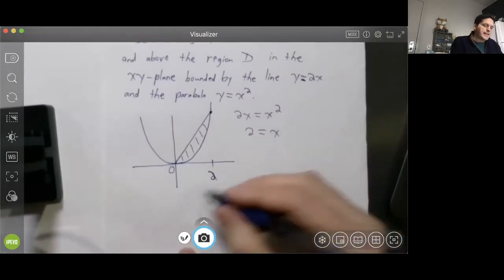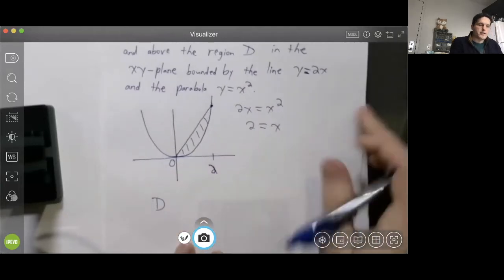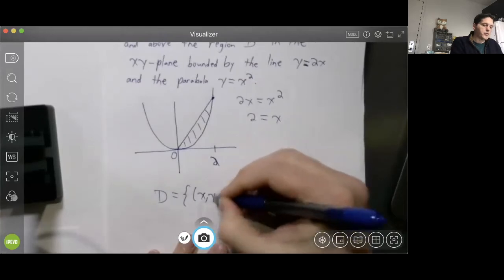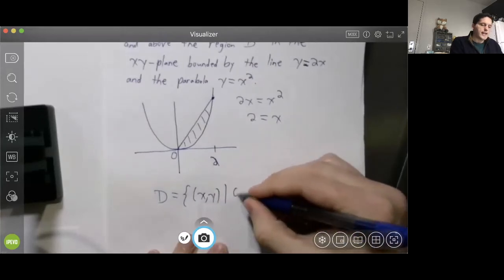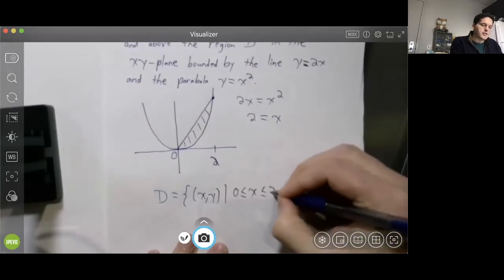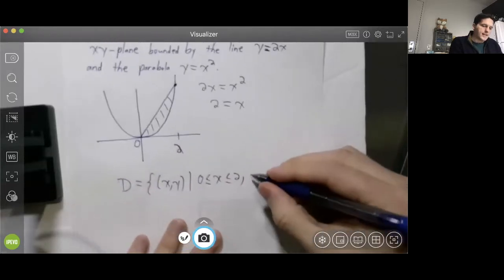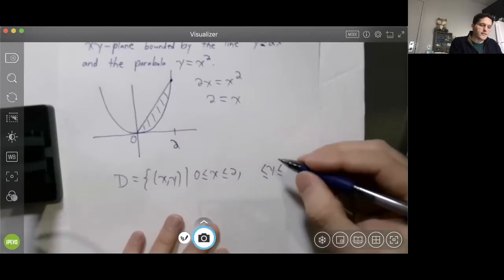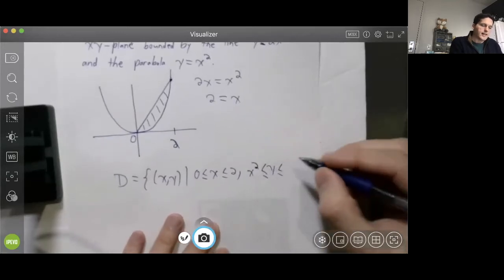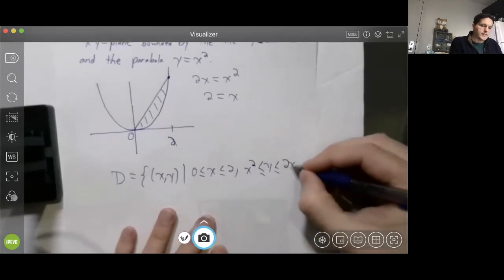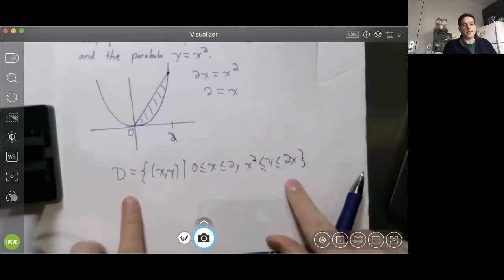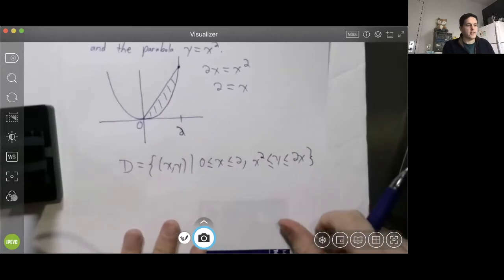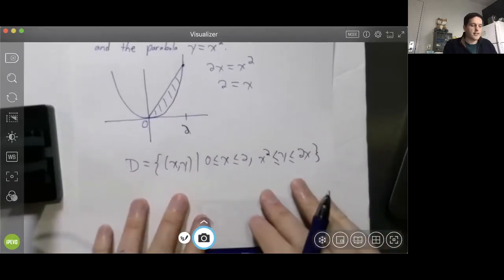And this region D is a type 1 region because it can be expressed as the set of all points x, y such that x is between 0 and 2, and y is between the lower curve, x², and the upper curve, 2x. D can be expressed like this. This is how you express a type 1 region. So let's use our formula for integrating a function over a region of type 1.